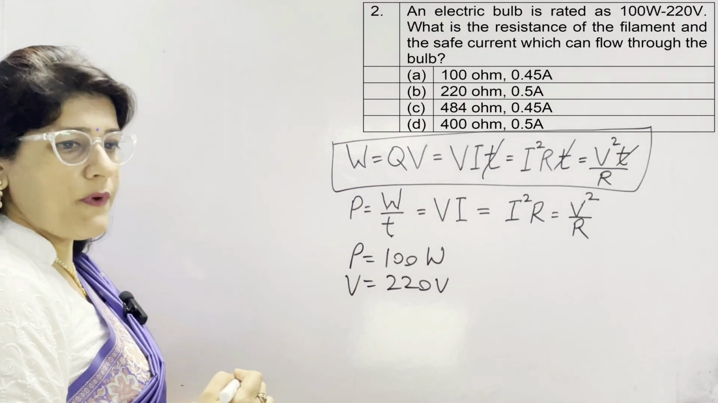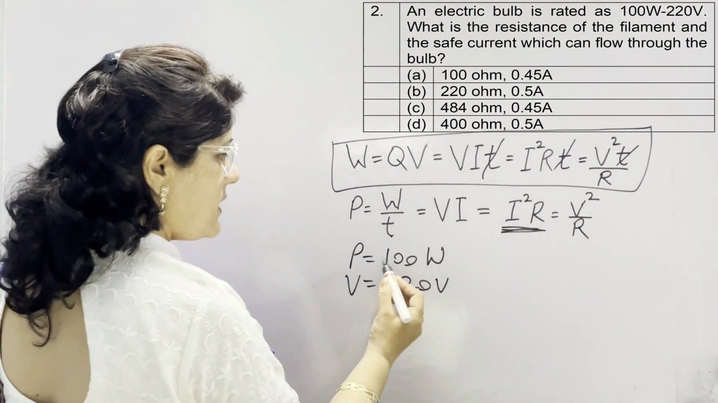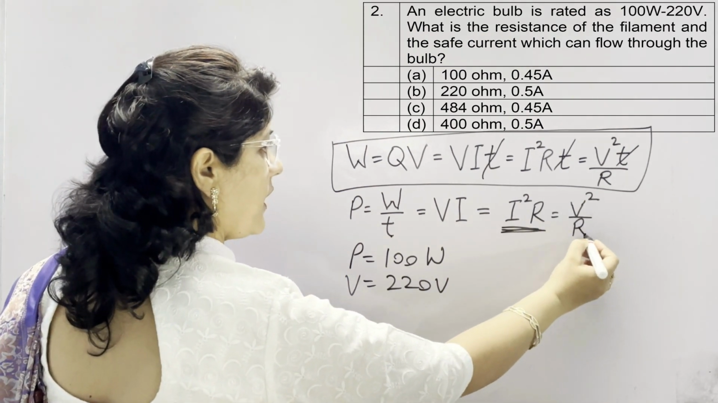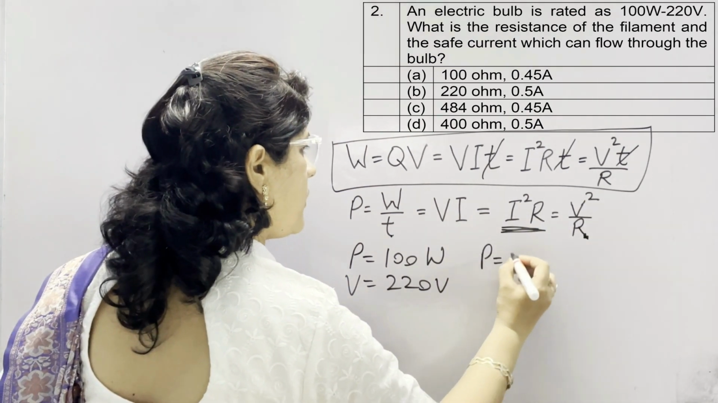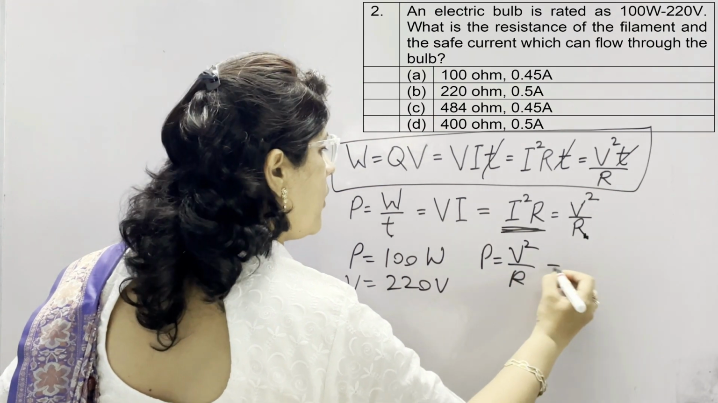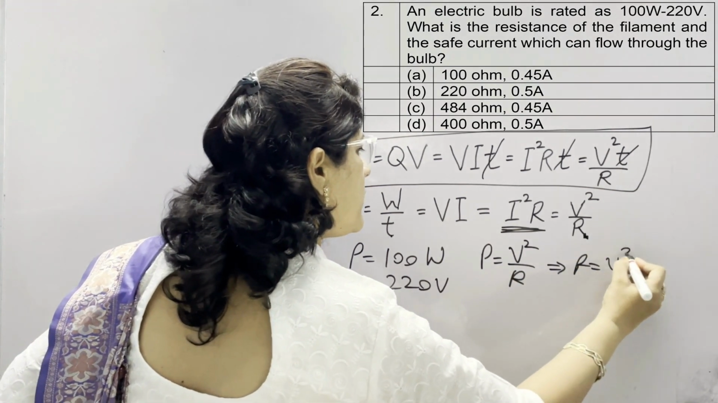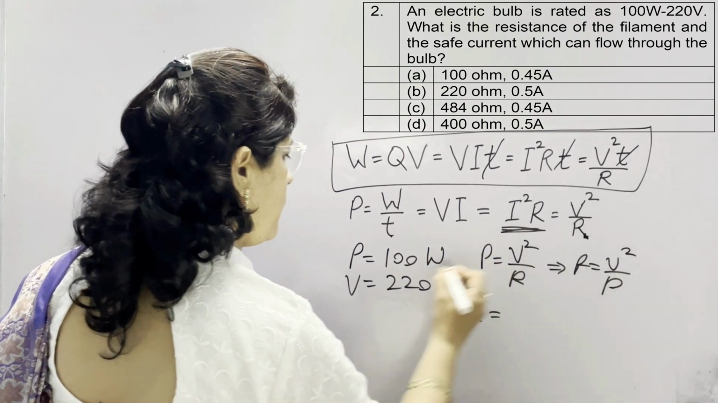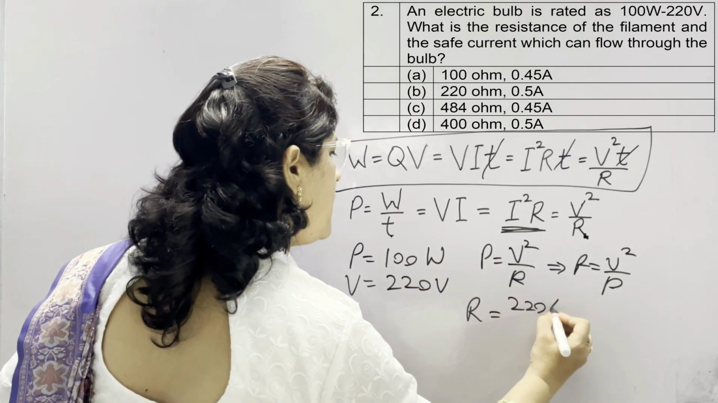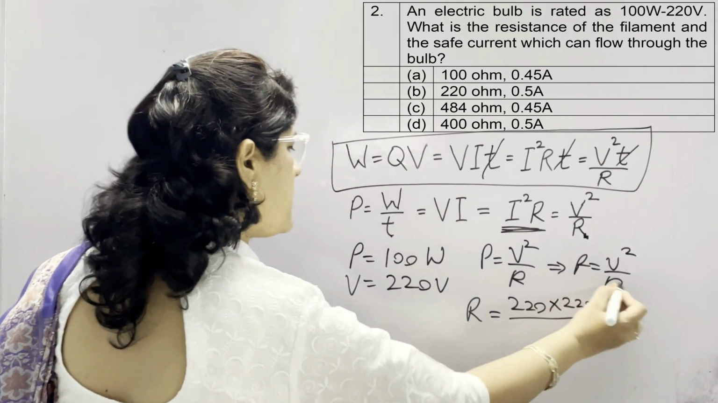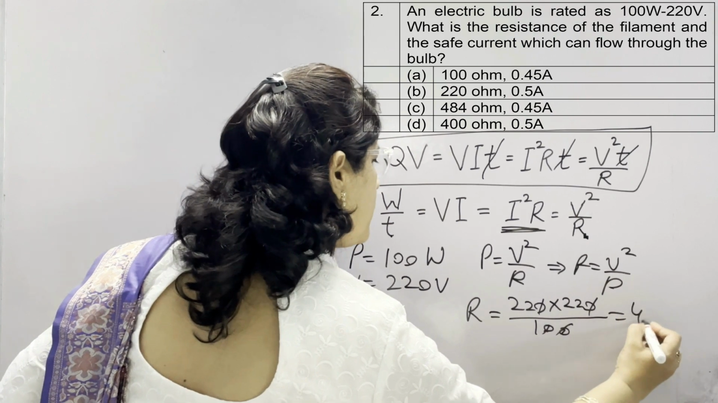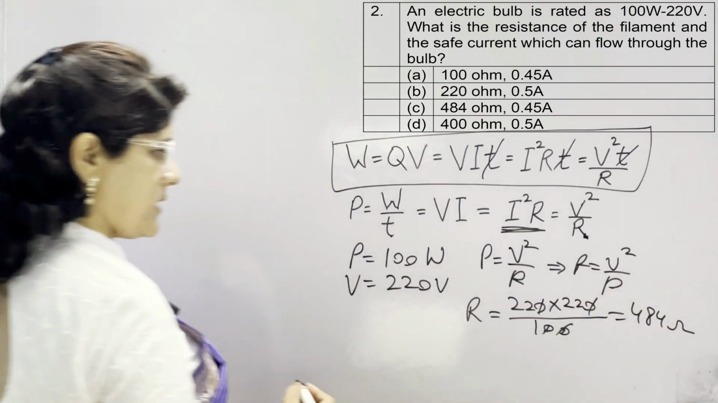What is the resistance of the filament and the safe current? V is given and P is given. Calculation of R is required. We can use this formula here. P is equal to V square upon R, or we can say R is equal to V square upon P. So resistance R is equal to V, value of V is 220, square means multiply 2 times, upon power, which is 100. Cancellation of zeros, 22 into 22, 484 ohm is the resistance.